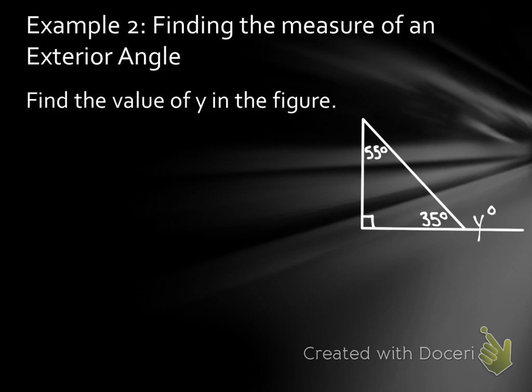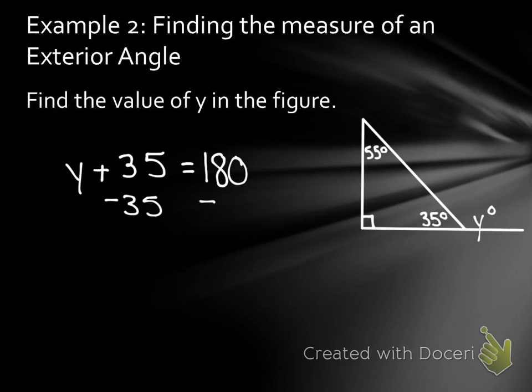If I know that they total 180, can I set up an equation? Yes. 180 equals y plus 35, because I know that the sum of those two angles is going to give me 180. Does that make sense? Okay, so there I've got my equation, and now I can just solve it. Go ahead and solve the equation, please. Subtract 35 from both sides, and y equals what? Y equals 145 degrees.